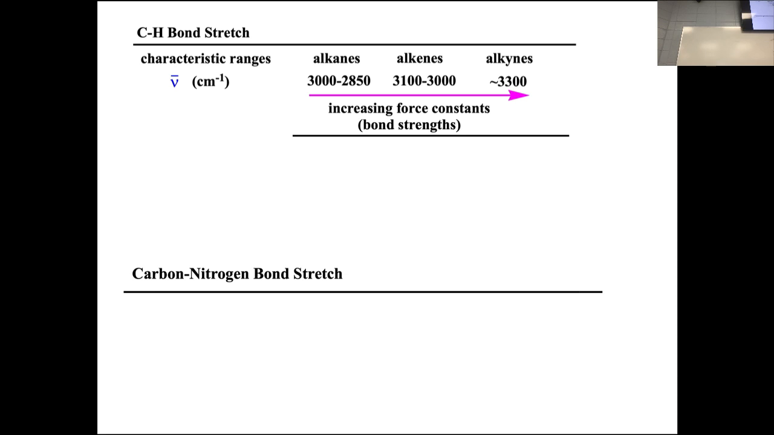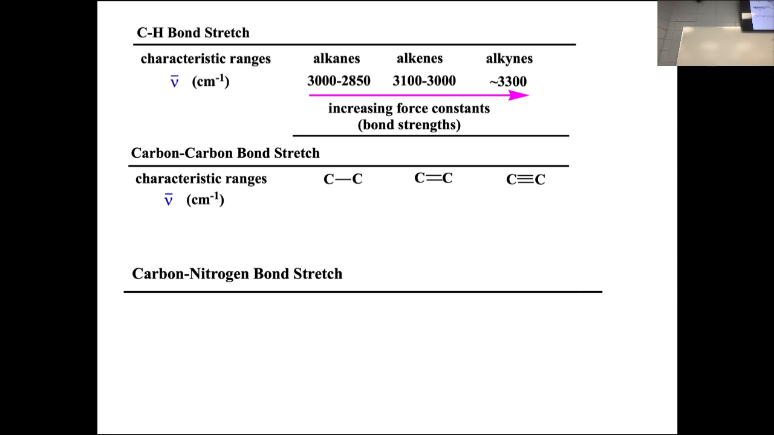So I know to start around 3000 to about 3300, and that's where I'm going to look for my hydrogens. Anything between 3000 and 2850, I know that's going to be some type of hydrogen attached to an alkane. If I see things somewhere around 3100 to 3000, that's going to be an alkene. And around 3300, those are going to be the alkynes.